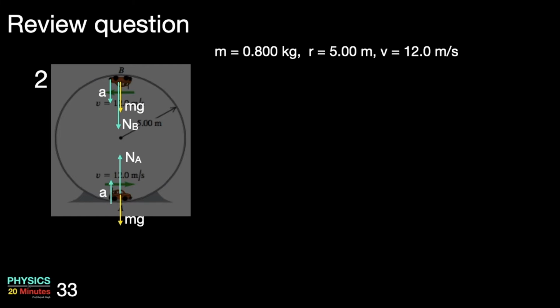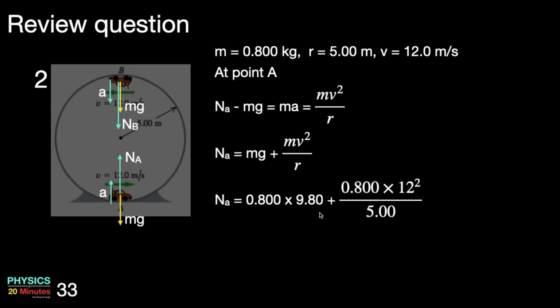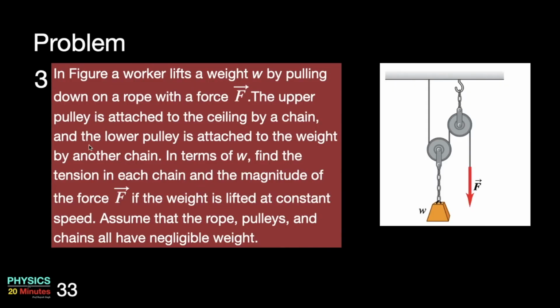So at the lowest point I can write my law: NA upward, mg downward is equal to mv square by r. Then NA will be mg plus mv square by r. Put in the values, and get my answer. Straightforward. Third, maybe the last problem.